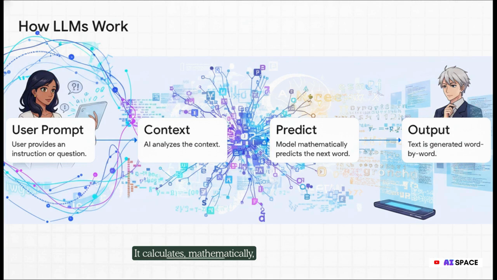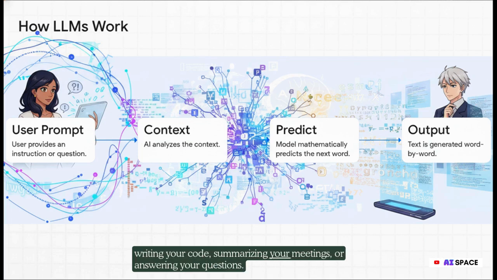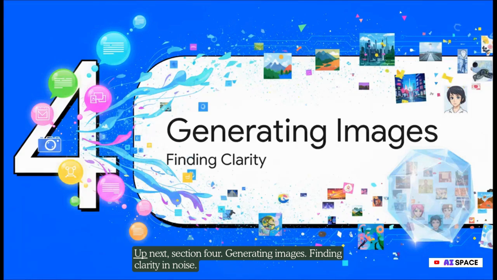It calculates, mathematically, what the most probable next word should be over and over again. In Step 4, the output is generated word by word right in front of you. It happens so incredibly fast it feels like a human typing, but it's literally just hyper-advanced word prediction, writing your code, summarizing your meetings, or answering your questions.